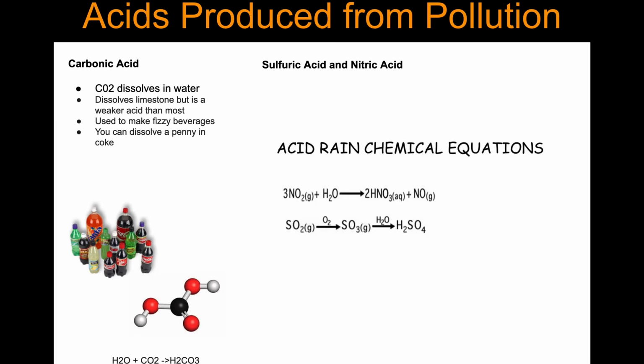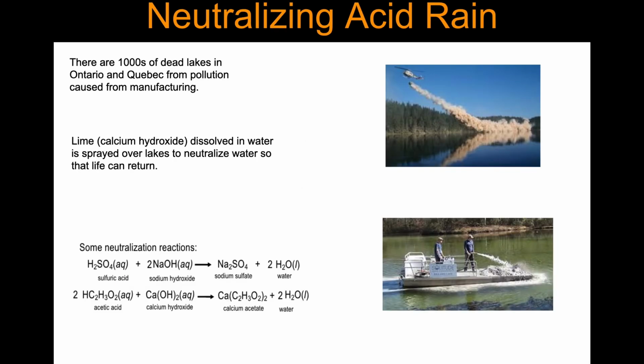And so we need to make sure that we limit the amount of gases that we put into the atmosphere so that we limit the amount of acid rain that falls on our own infrastructure, but also in our ponds and our lakes and our rivers so that we don't kill all the animals there. If we neutralize acid rain, there are thousands of dead lakes in Ontario and Quebec from pollution caused by manufacturing. We don't have as many here, but Lake Wabamun used to be an example of something that was on the verge of becoming a dead lake. So a dead lake meaning there's no animals that live there.